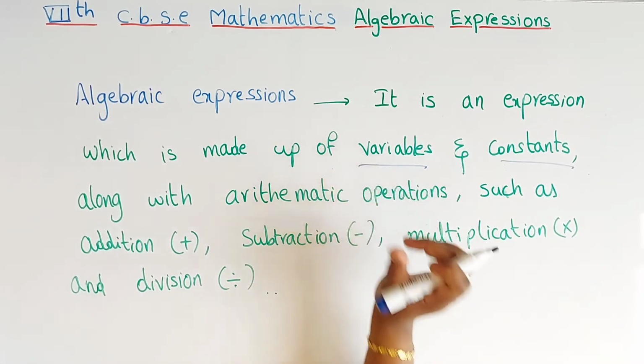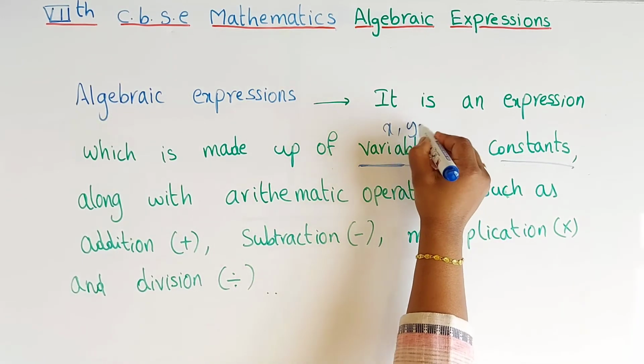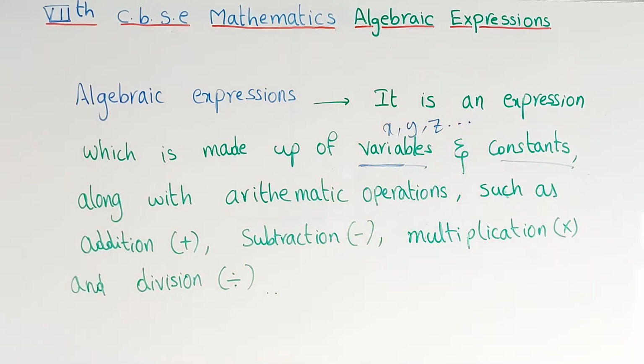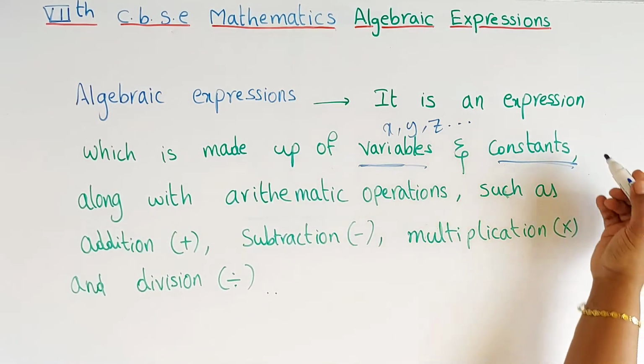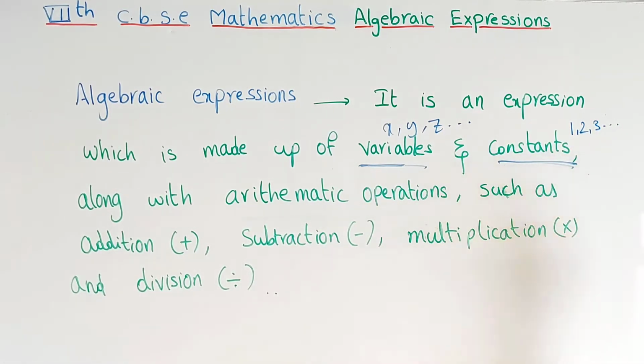See the name carefully. Variables, vary, that means the value will vary. X, Y, Z, so on. These letters we use for variables. Constants. Constant means the value doesn't change. The value remains the same. Right? 1, 2, 3, so on. Here all the real numbers are constants. So an algebraic expression is a combination of variables and constants along with arithmetic operations, children. Right?